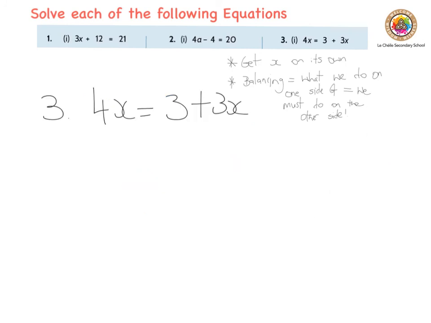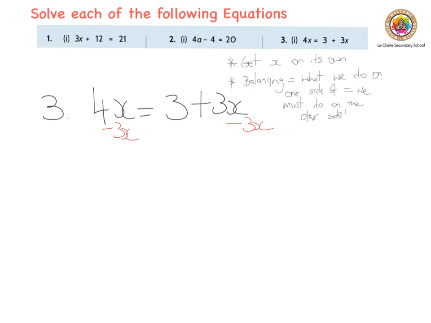Okay, so here we're asked to solve 4x equal to 3 plus 3x. So here on the left-hand side I can see I have 4x pretty much on its own, but here I have 3 plus 3x. So I want to get rid of this 3x from this side, so that I can just have all the x's on one side. So here I'm going to take away 3x here. So in order to balance my equation, that means I must also take away 3x here.